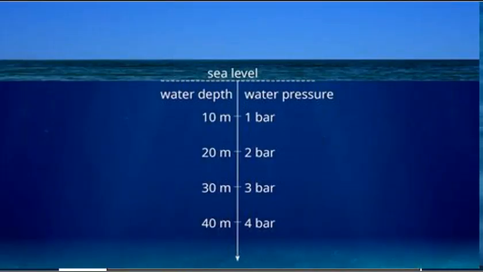So if we look here, we look at something called bars or millibars. It's just another way of measuring pressure. Sometimes we measure it in millimeters of mercury, atmospheric pressures, and here we're looking at something called bars.